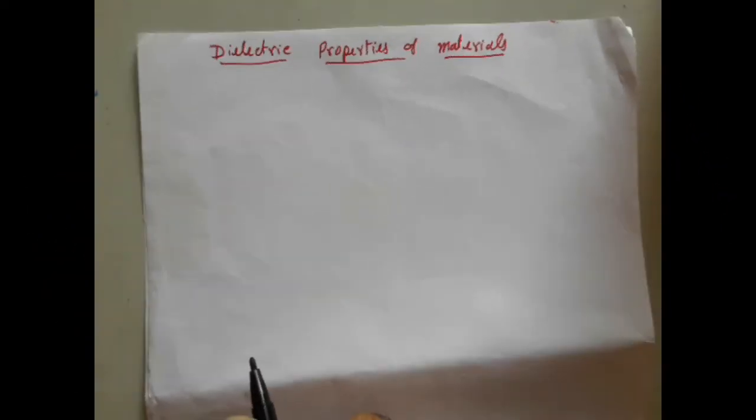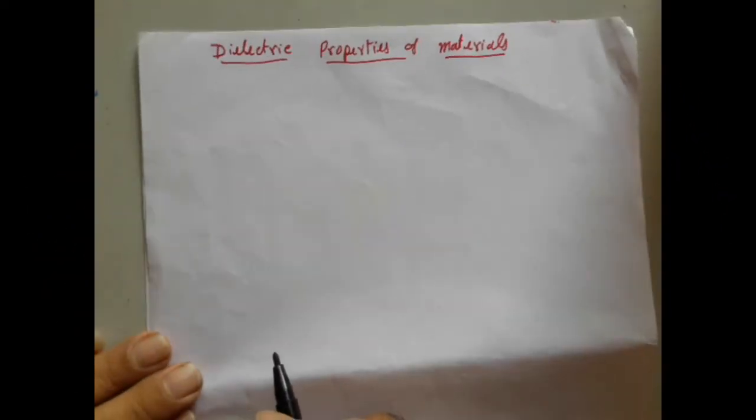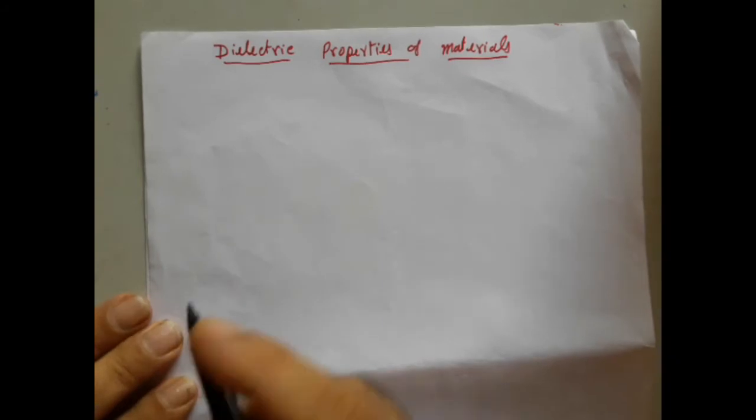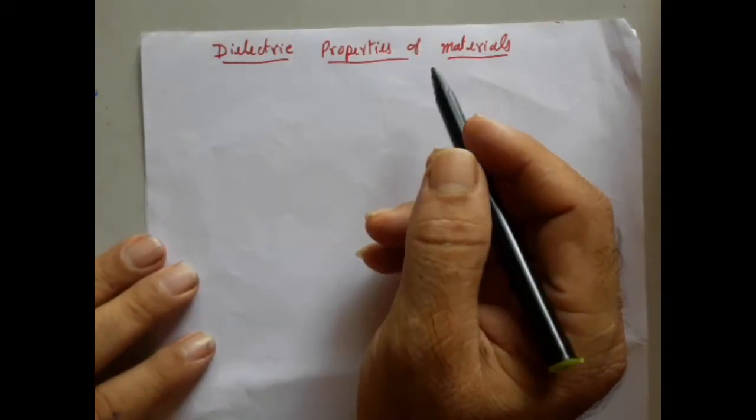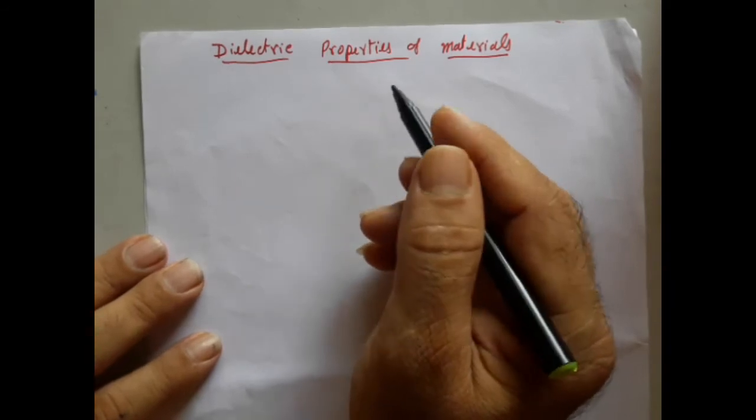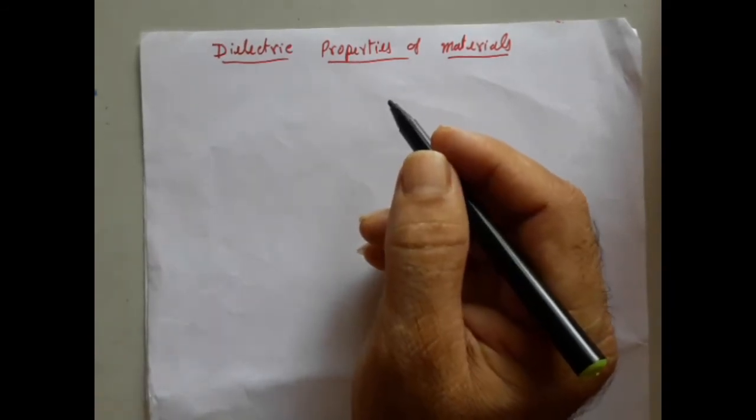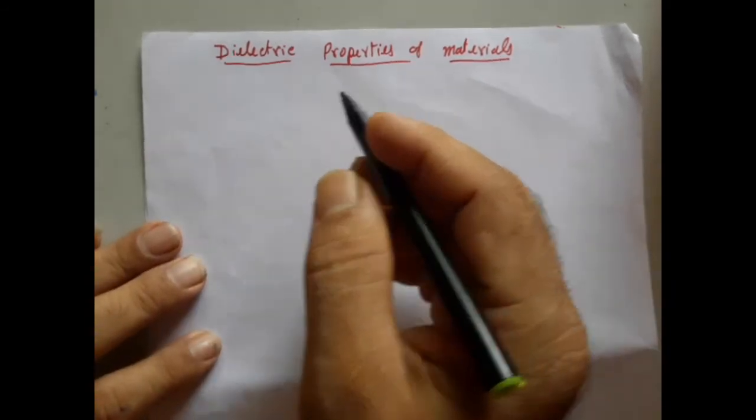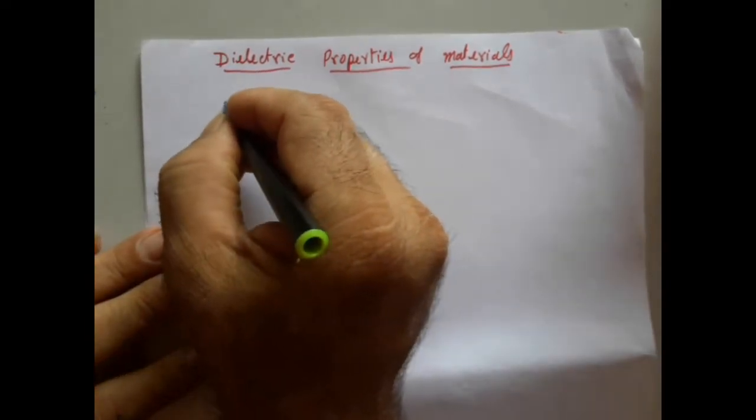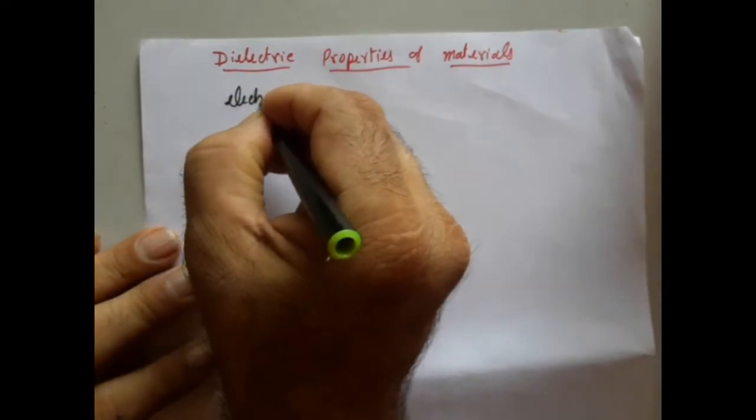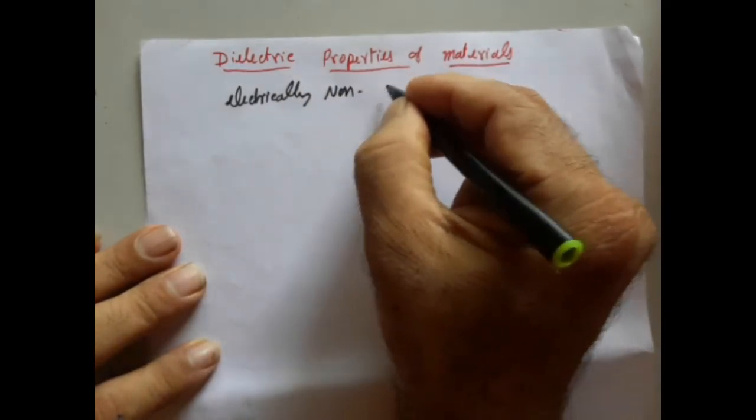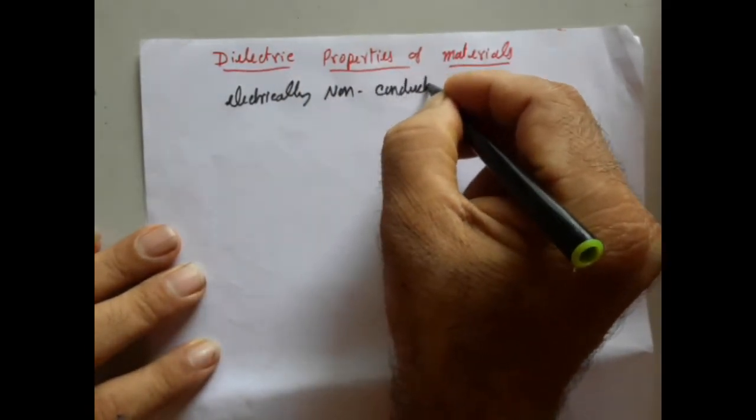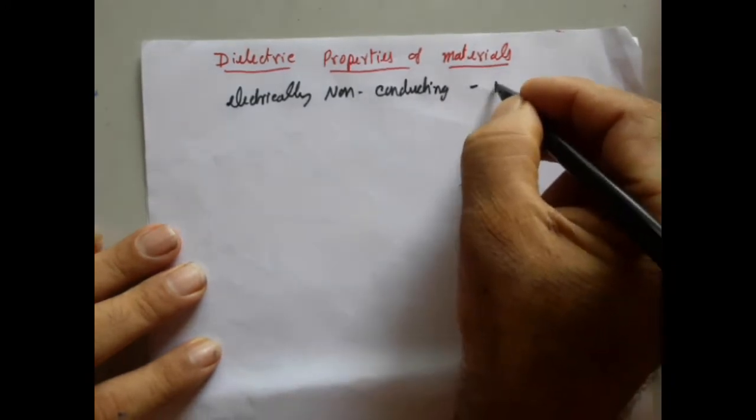Dear students, in this video we are going to study the dielectric properties of materials. Now first of all, we try to understand what is a dielectric material. A dielectric material is an electrically non-conducting material, means it is an insulator.